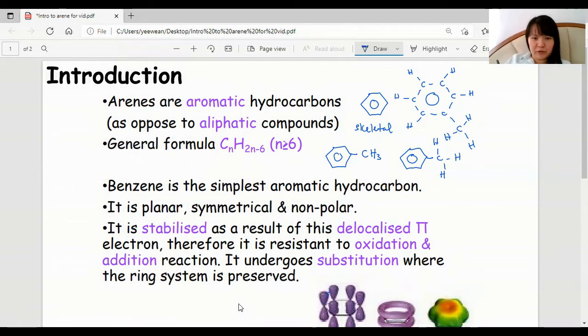So let's look at this general formula. Methylbenzene has 1, 2, 3, 4, 5, 6, 7 carbons, so C7. For hydrogens, there's 1, 2, 3, 4, 5 on the ring, and 3 more on the methyl itself, so that makes 8, so H8. Isn't that 2n, that's 14 minus 6, so we get 8 here. So this is the general formula for compounds that contain the benzene ring.